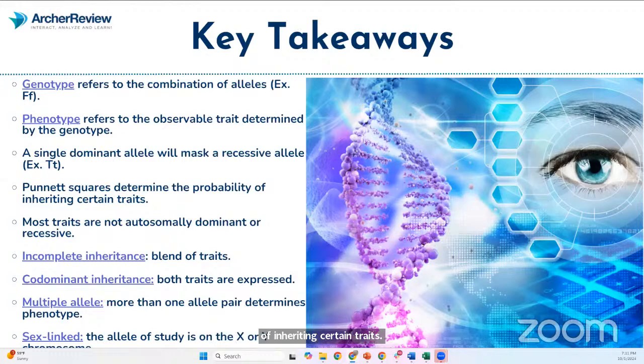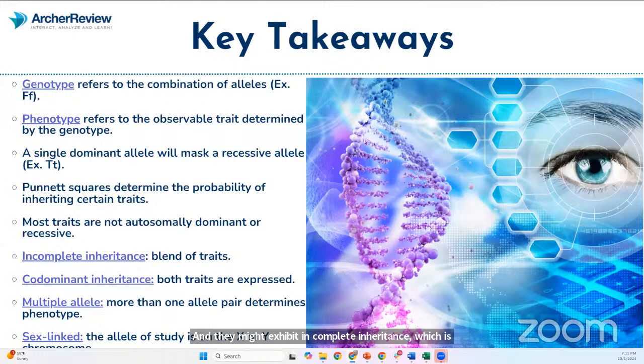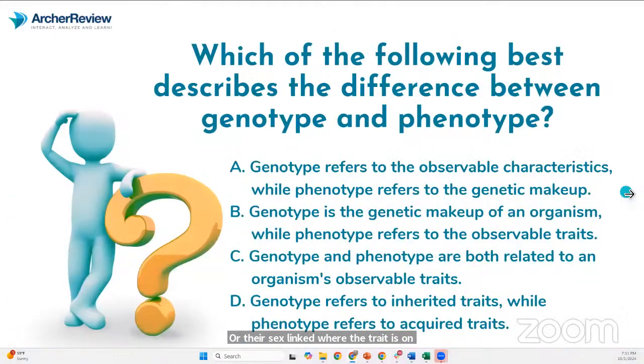Most traits, though, are not inherited so easily. That's known as autosomally dominant or recessive, where the dominant completely overpowers the recessive, as in Mendelian inheritance. Most traits are non-Mendelian, and they might exhibit incomplete inheritance, which is that blend of traits, the pink flower from a red or a white. Or they're codominant, where both traits are showing up, as in our checkered chicken example. Or they're multiple allele, where it takes more than one allele pair to determine the trait, as in blood typing. Or they're sex-linked, where the trait is on either the X or the Y chromosome.